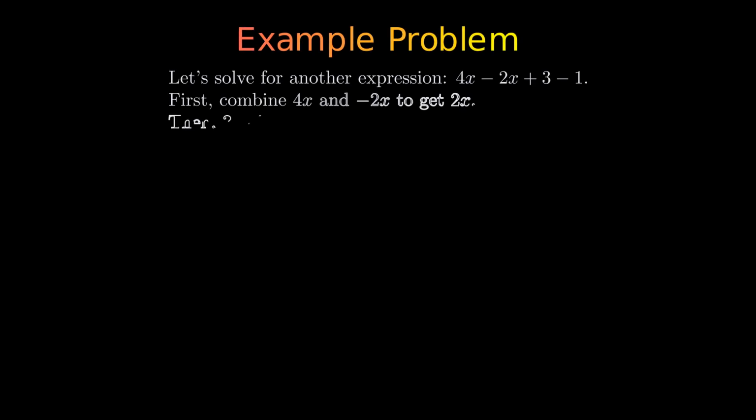Let's solve another expression, 4x minus 2x plus 3 minus 1. First, combine 4x and minus 2x to get 2x. Then 3 minus 1 equals 2. The final result is 2x plus 2.